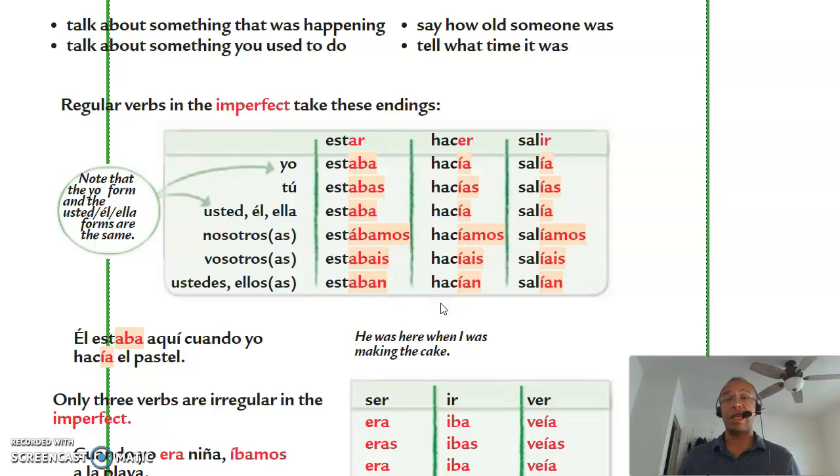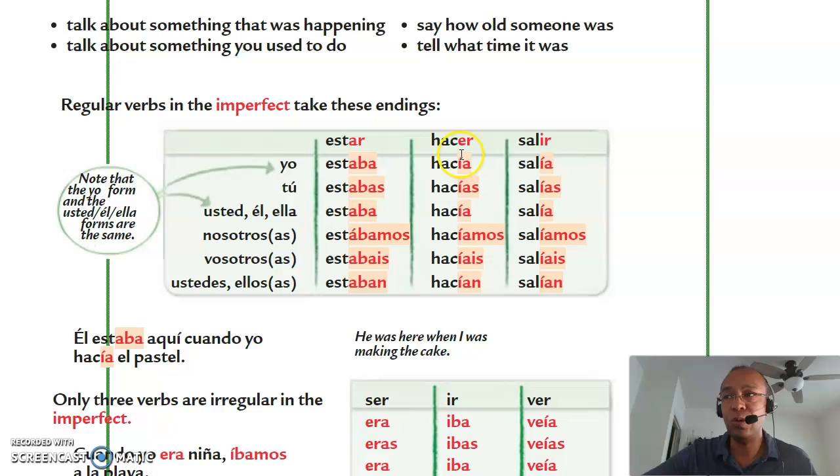Now, this is true for all regular verbs that end with AR. That is the imperfect. Now, ER verbs and IR verbs share the same endings. We're going to call them the IA verbs, like a Kia. Okay? Like a tortilla. IA, IA, IA.